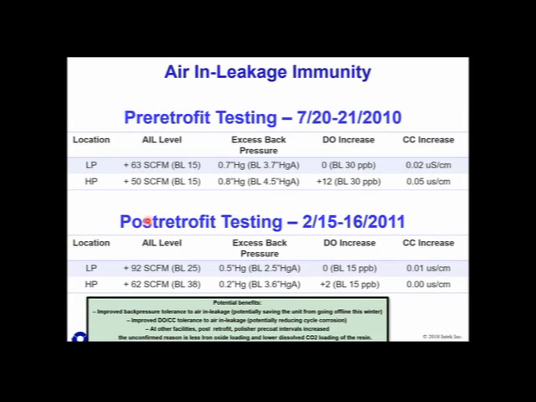And I've already kind of talked about some of the air in-leakage immunity data. It's summarized here for you, pre-retrofit and post-retrofit. And here on the data, there's the excess back pressure, the DO increases, and something I didn't talk about was the cation conductivity from dissolved CO2. That also decreased, and much more immune condenser. And so that's the last slide that I have for you.